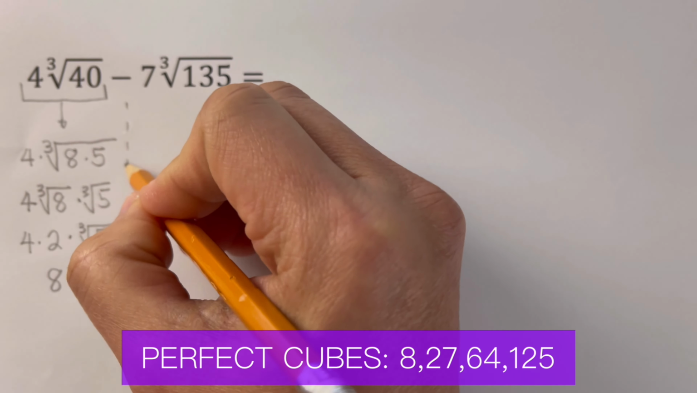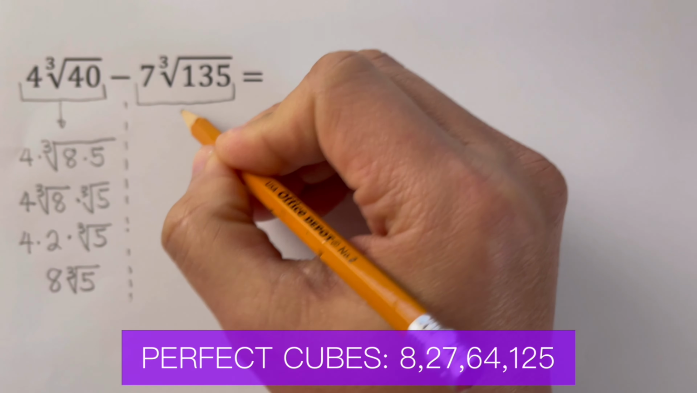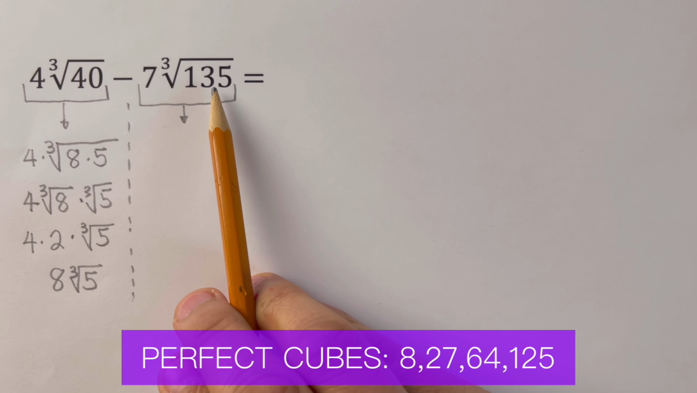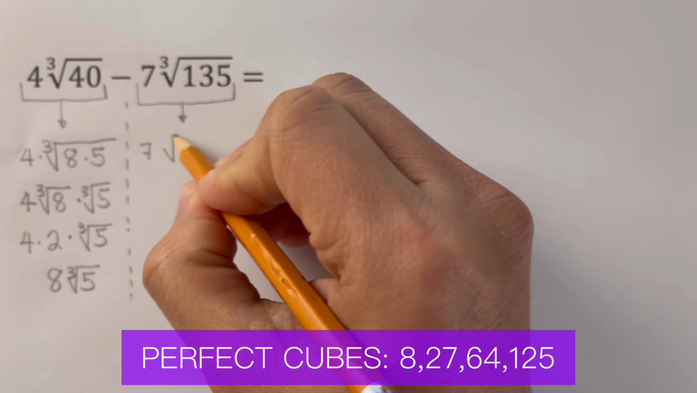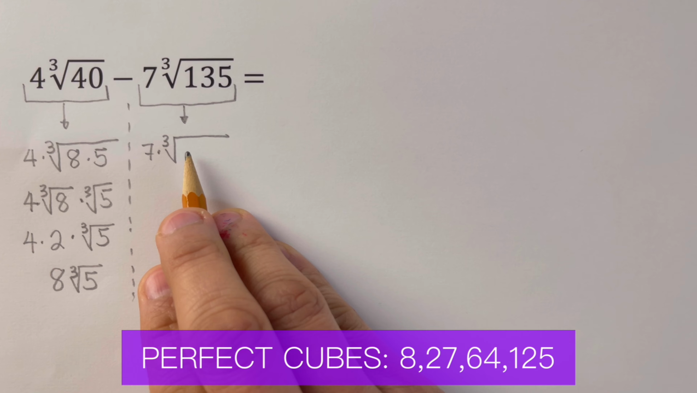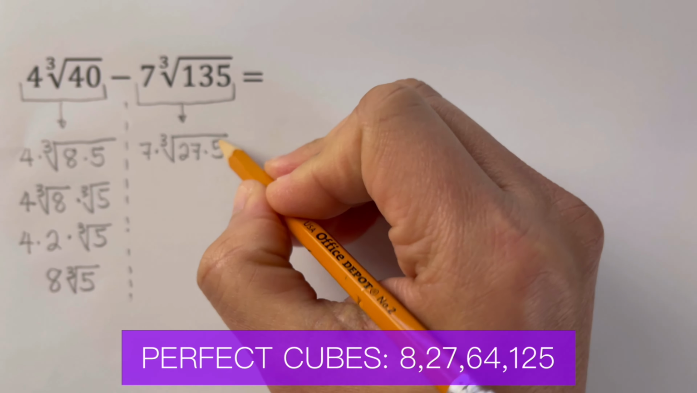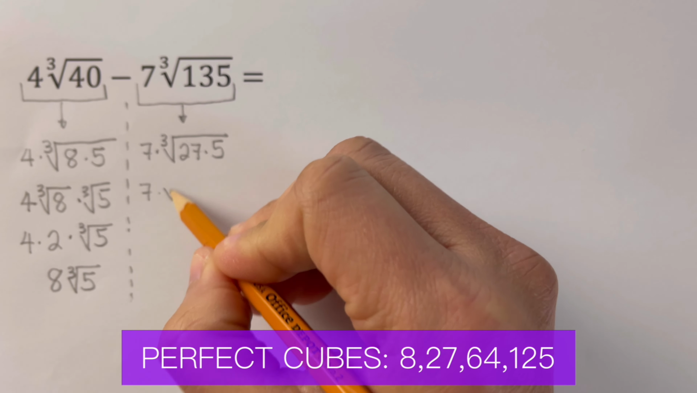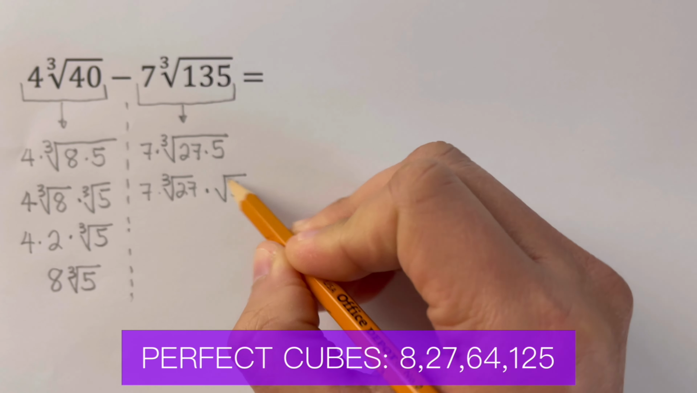So we also do the same thing for 7 cube root of 135. Again, we are going to look for a factor of 135 such that it's a perfect cube. So in this case, we write 7 times the cube root of 135, which can be broken down into 27 times 5, and that's 135. So 27 is a perfect cube. So we write 7 times the cube root of 27, and then times the cube root of 5.